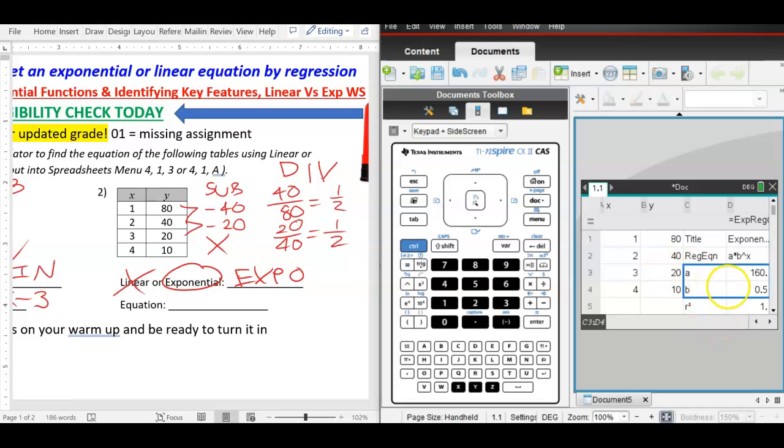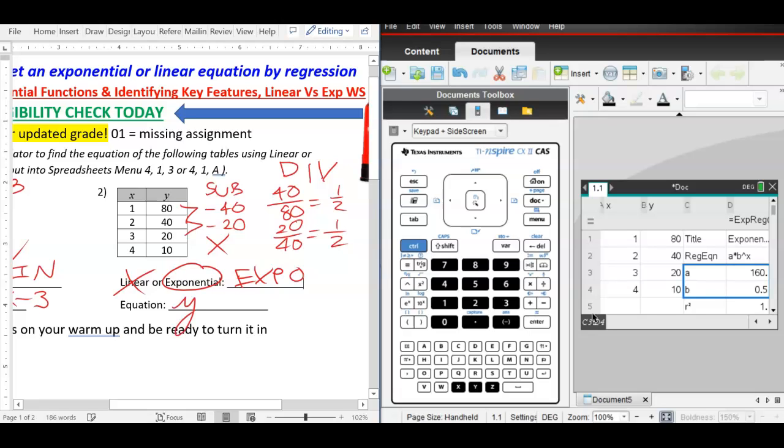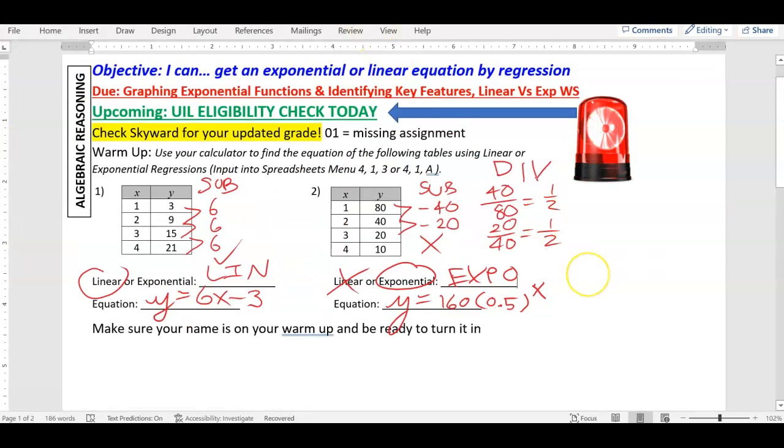Now this time it gives me an A and a B, which, like we've done in previous days, you write as Y equals A times B to the X. So when I do that, I get Y equals A, 160, times B, 0.5, to the power of X. So I hope you see the difference. Linear, the subtraction is the same. Exponential, the dividing is the same. And you use menu 4.1.3 for linear, you use menu 4.1a for exponential.